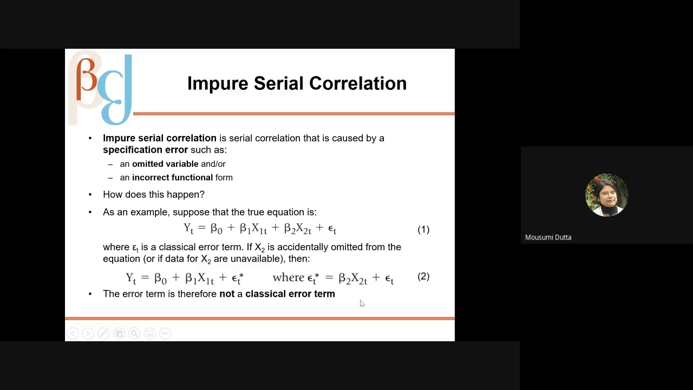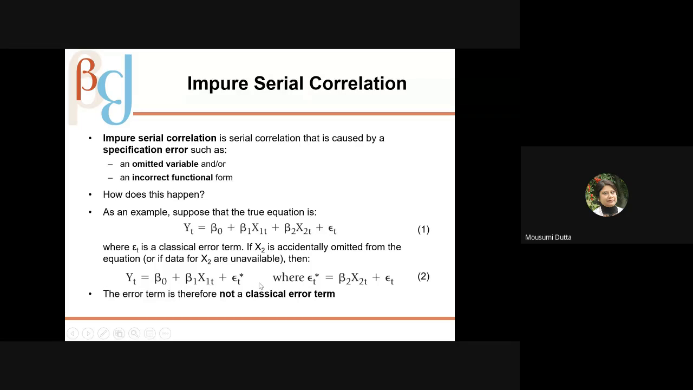x2 is a very important variable. We know it will always have an impact on yt. Income will always have an impact on yt. However, I didn't consider income. So naturally, the effect of income on demand is there in the random error term. So the random error is not then a classical error. The true model is beta 2 x2t plus epsilon t. Okay, this is the true model.